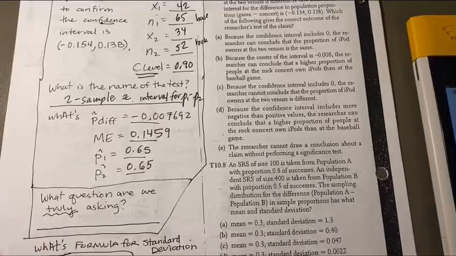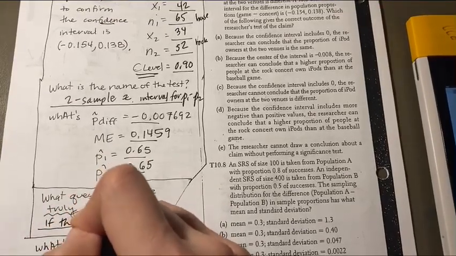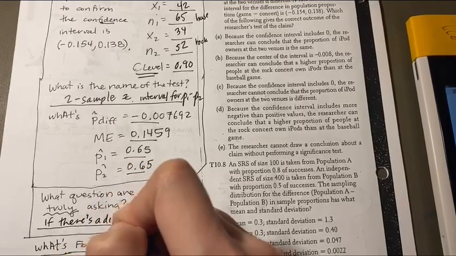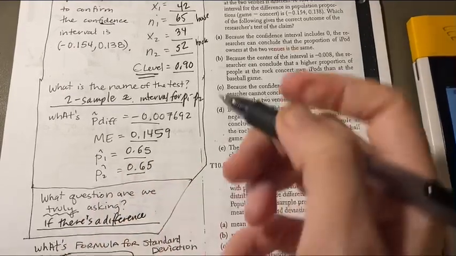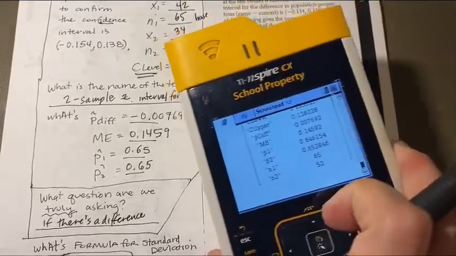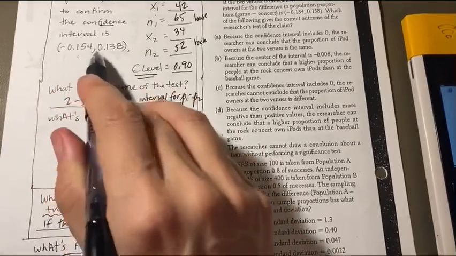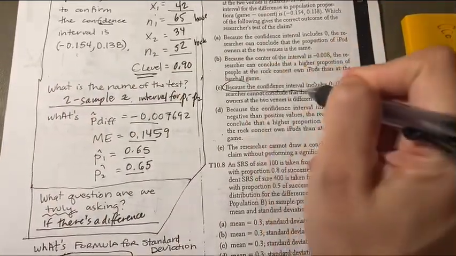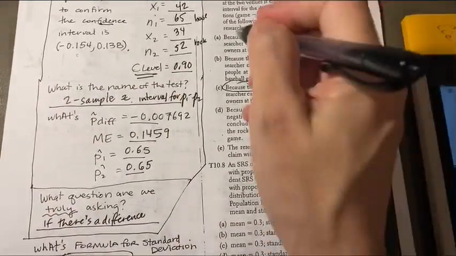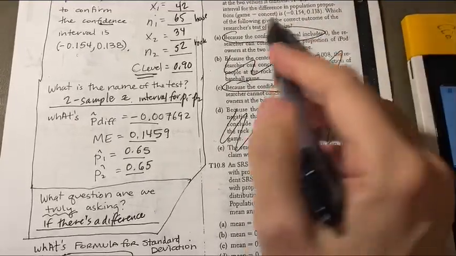So what question am I truly asking here? I'm asking if there's a difference. That's really what the question is. And it looks like, judging from my interval, since 0 falls in there, ooh, because the confidence interval includes 0, right?